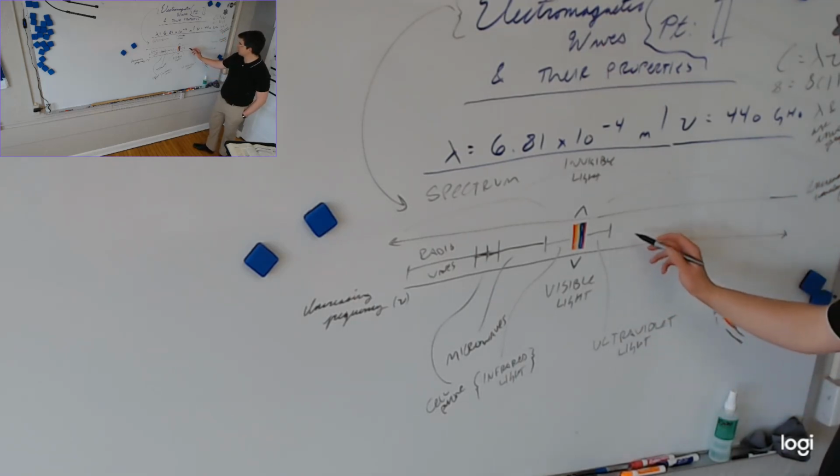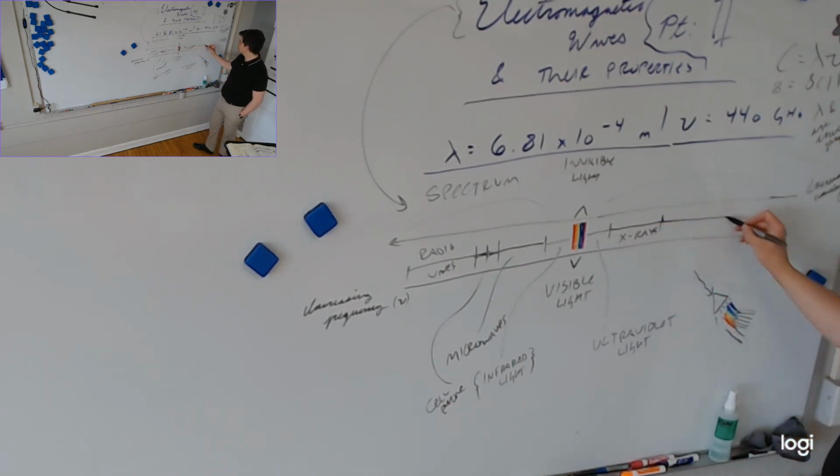Higher in frequency than ultraviolet light, what does it say on the little diagram? X-rays, and you probably are aware of what X-rays are used for. And then higher in frequency than X-rays are gamma rays.